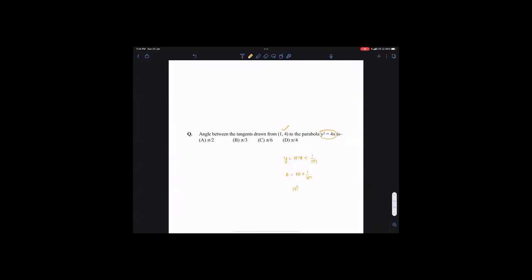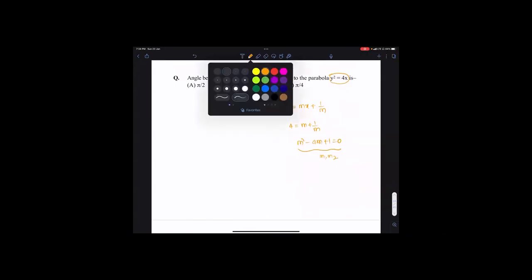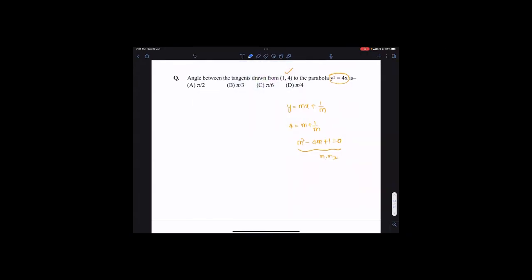You'll get m square minus 4m, bringing the left side, plus 1 equal to 0. Now, what are the roots of this equation? The slopes m1, m2 of the tangents. Now they are asking the angle between the tangents. So tan theta equals modulus of (m1 minus m2) divided by (1 plus m1 m2).